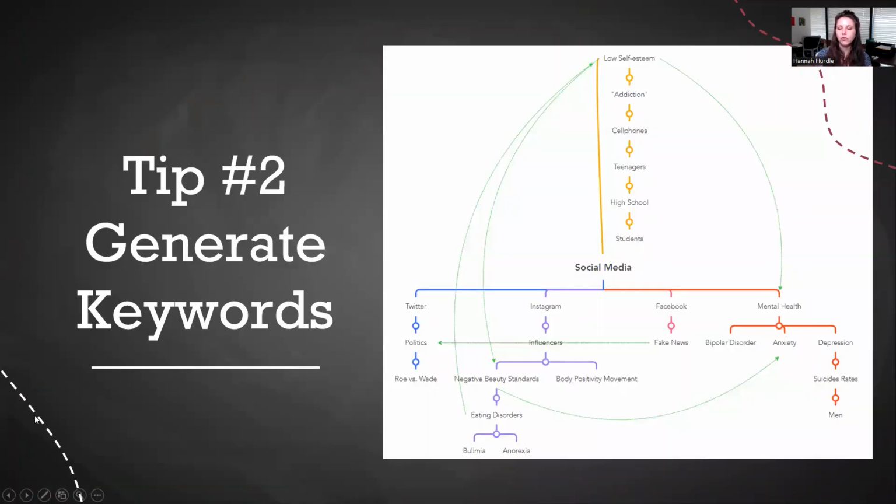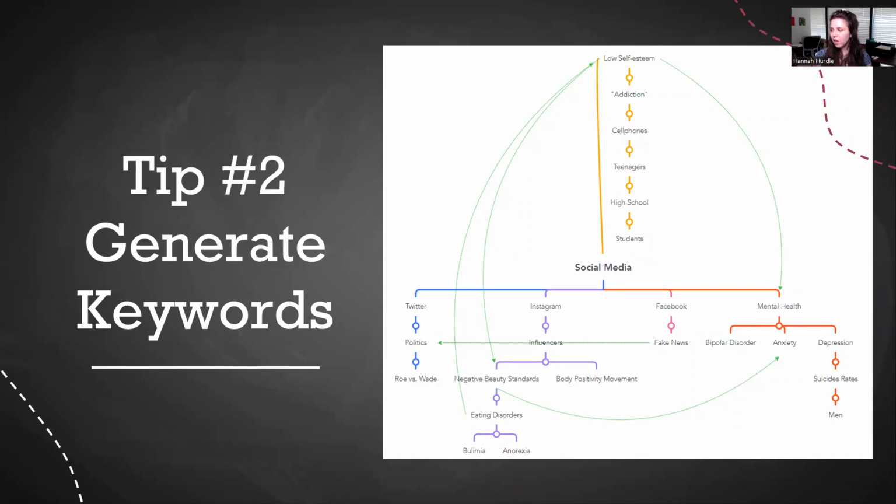So tip number 2, generating keywords can be really good once they have their research question and they are taking the keywords from their research question and creating more keywords to start looking for articles. But generating keywords can also help them break down their main topic to help them understand what it is that they want to write about, and also answer those who, what, when, where, why questions.